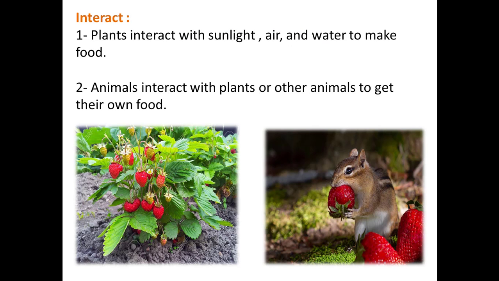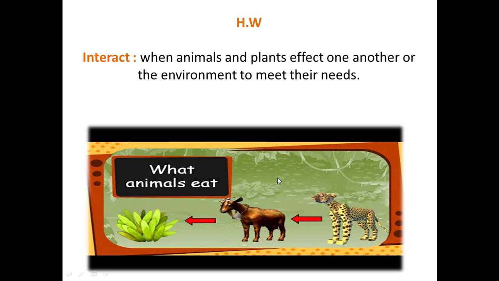Interact. Plants interact with sunlight, air, and water to make food, and animals interact with plants or other animals to get their own food. This one is plant. As you know, plants can make their own food, and other animals eat plants, and other animals eat other animals. This process is called interact. Interact is when animals and plants affect one another or the environment to meet their needs.